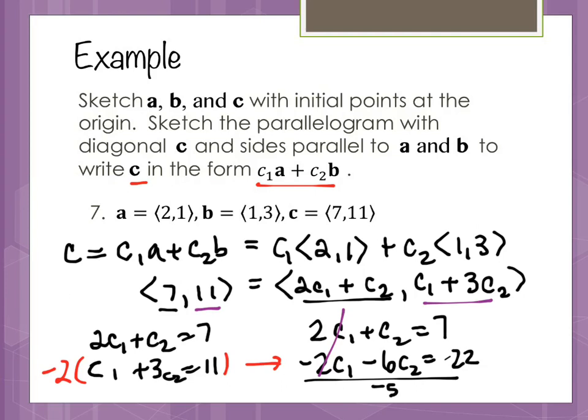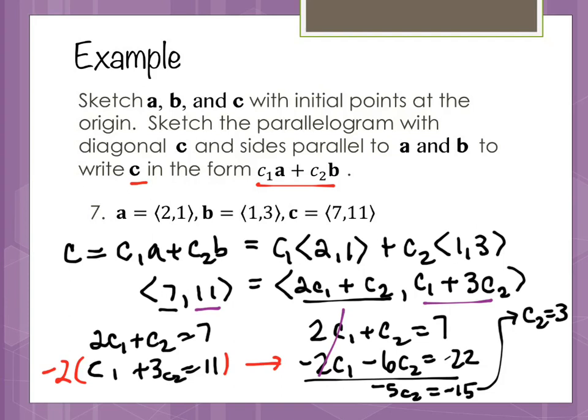-5C2 equals -15. That's right. What is C2 going to be then? Positive 3. I think you're already looking back. Maybe it looked at the other one. All right, C2 is 3. Agreed? Okay, if I know C2 is 3, how can I find C1?